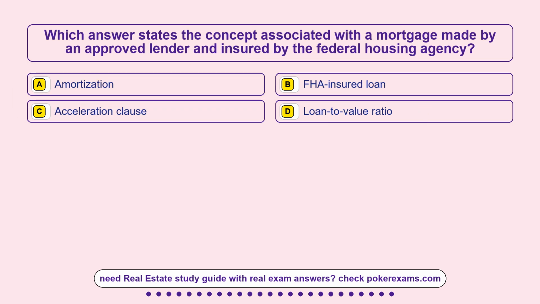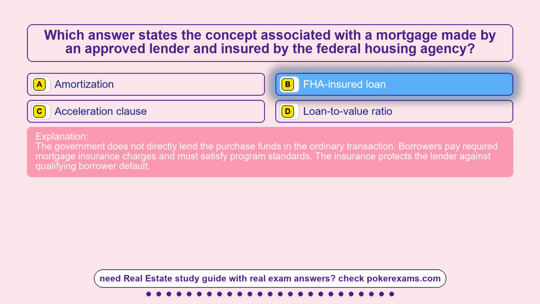Question 23. Which answer states the concept associated with a mortgage made by an approved lender and insured by the Federal Housing Agency? Option A, amortization. Option B, FHA-insured loan. Option C, acceleration clause. Option D, loan-to-value ratio. The correct answer is option B, FHA-insured loan.